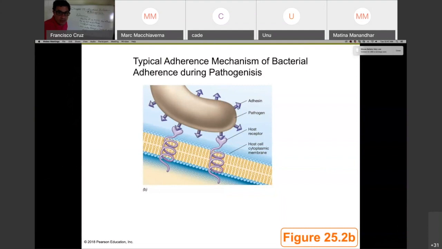So here's a typical thing. You wouldn't be surprised by this, right? You have a bacteria. It has adhesin. We have a host receptor. They shake hands, and now the microbe is immobilized on the cell surface. Okay? So you have the adhesins all around the bacteria. You have the host receptor, they're shaking hands, and you have immobilization of the microbe on the cell surface.